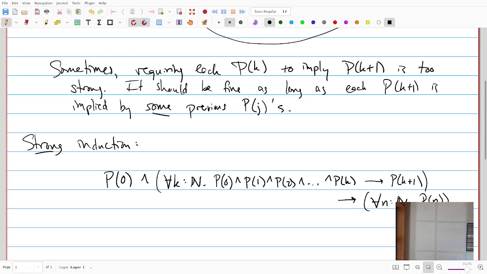Now, we don't have to use all of them. This is just saying you get to assume they're all true, and then you have to show Pk plus 1. But maybe you only need, if these are all true, then in particular P1 and P3 are true, so maybe I just need those. So that's fine, I can just ignore the rest and use those. But the point is I get to use whichever previous ones I want.